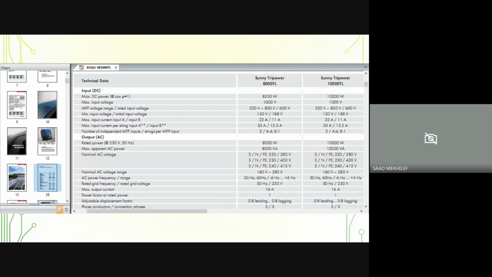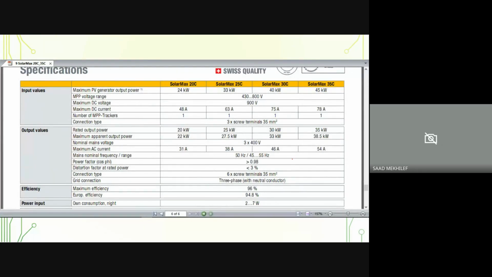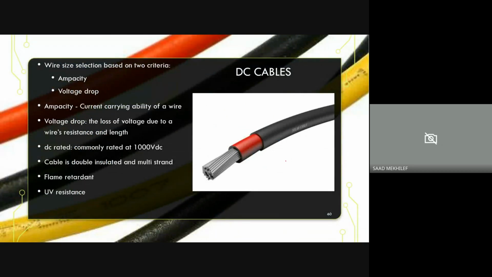All right. I think the others are different. This is the power and so on. Okay, I think this is quite important in PV system design.